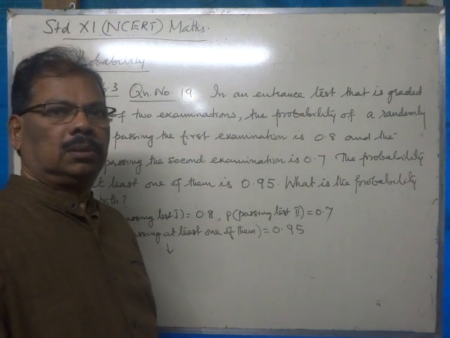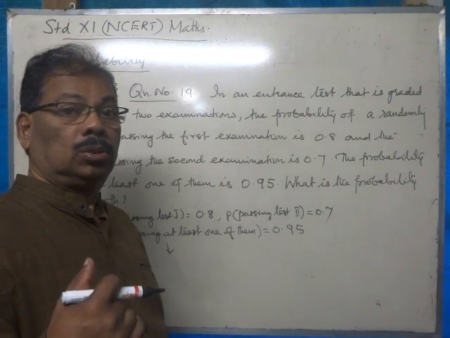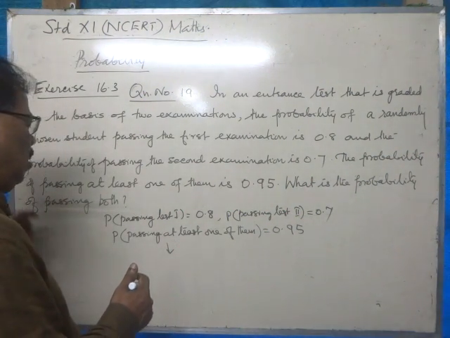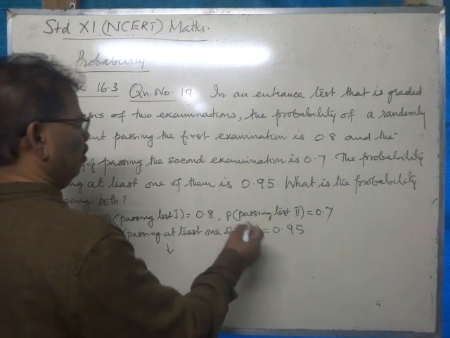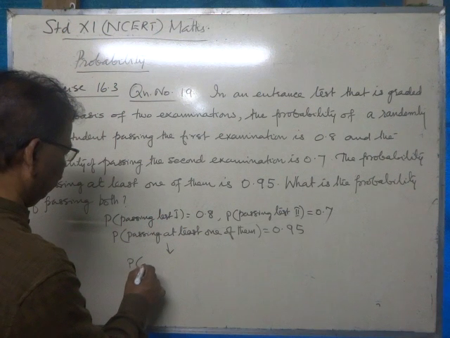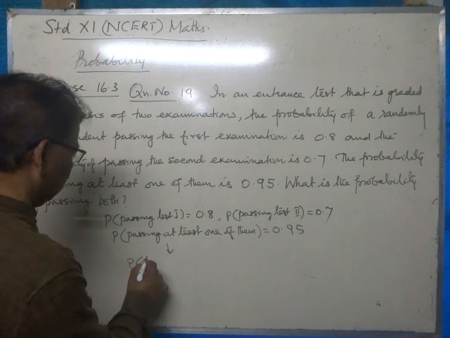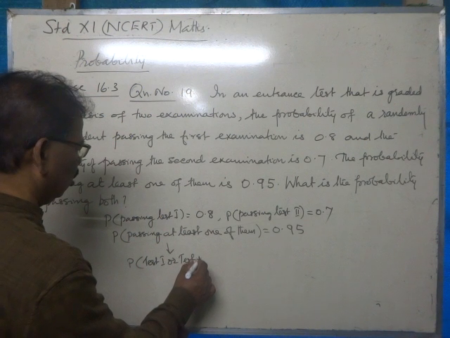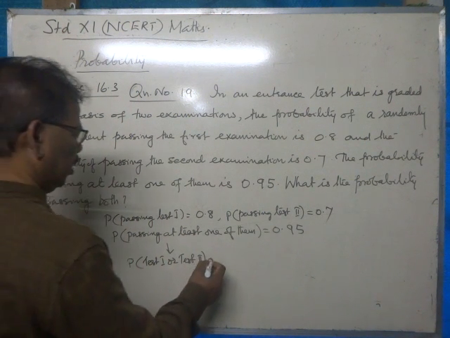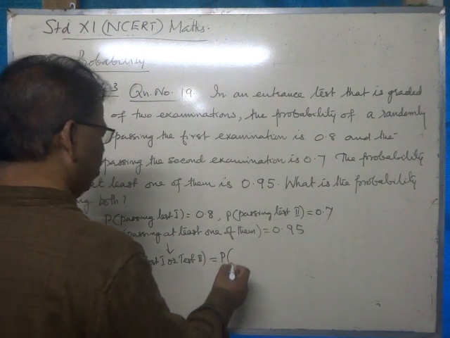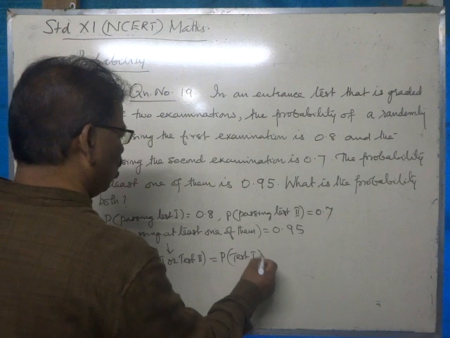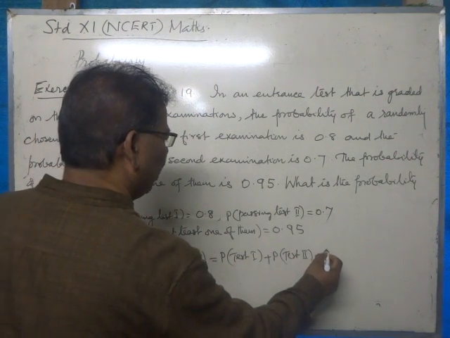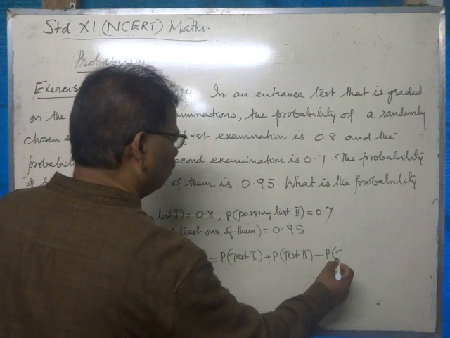It can be test 1, it can be test 2 or both. So passing at least one of them is the probability of test 1 or test 2. That is probability of test 1 plus probability of test 2 minus probability of both.